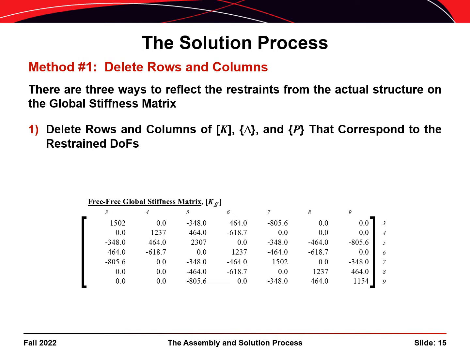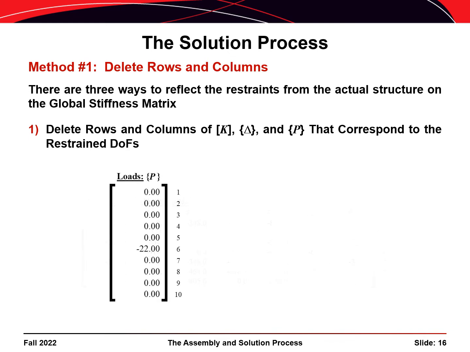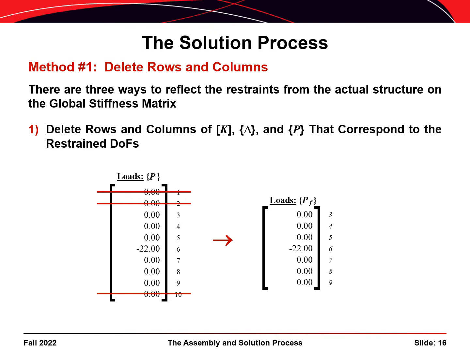The first instance of the word free indicates that the rows remaining in the matrix correspond to free or unrestrained degrees of freedom, and the second instance of the word free indicates that the columns that remain in the matrix correspond to free or unrestrained degrees of freedom. We also delete the rows of the load vector P that correspond to the restrained degrees of freedom, resulting in the free load vector P sub F.